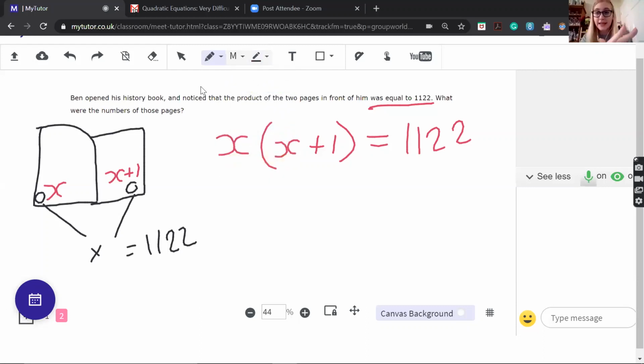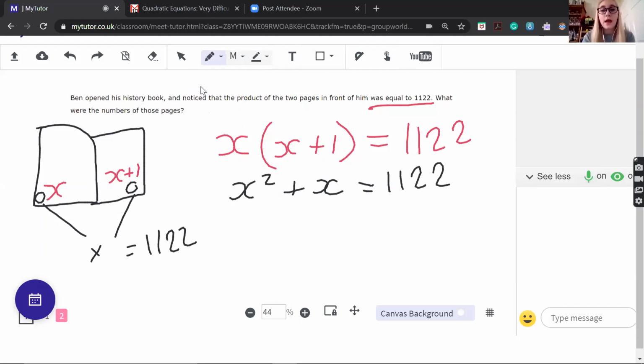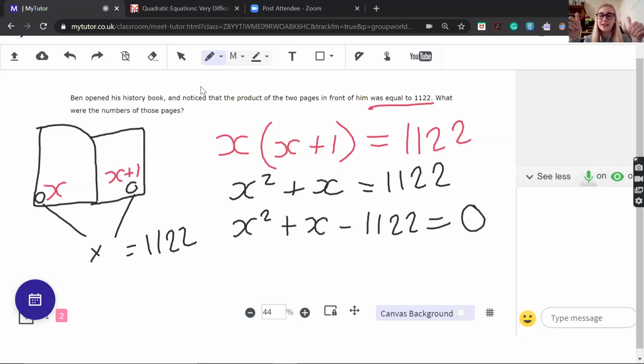So we'll start by expanding out. We can see that because we've got an x times x, it's going to be quadratic. So we know that we want to rearrange so that it's equal to 0. So we'll multiply this out, x squared plus x equals 1,122. And then we'll just take that number to the other side so that it equals 0. X squared plus x minus 1,122 equals 0. Lovely. Now all we have to do is factorize and we're done.